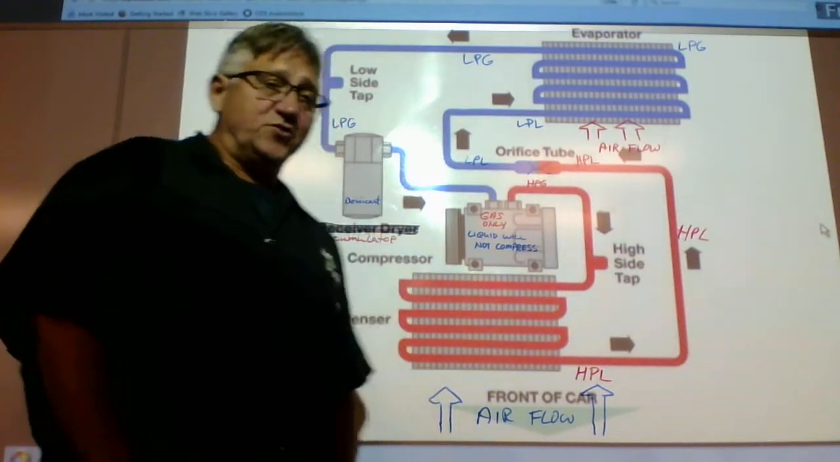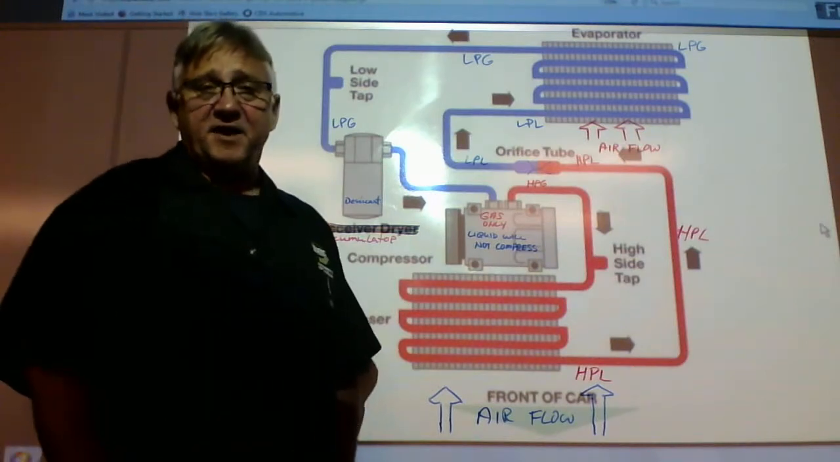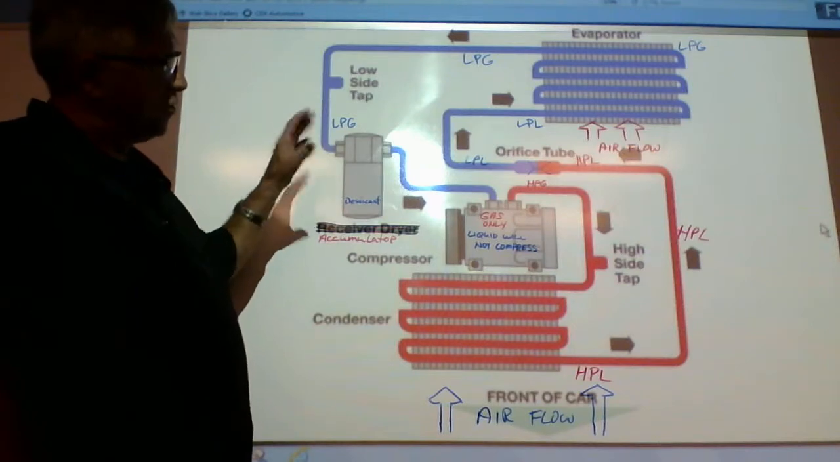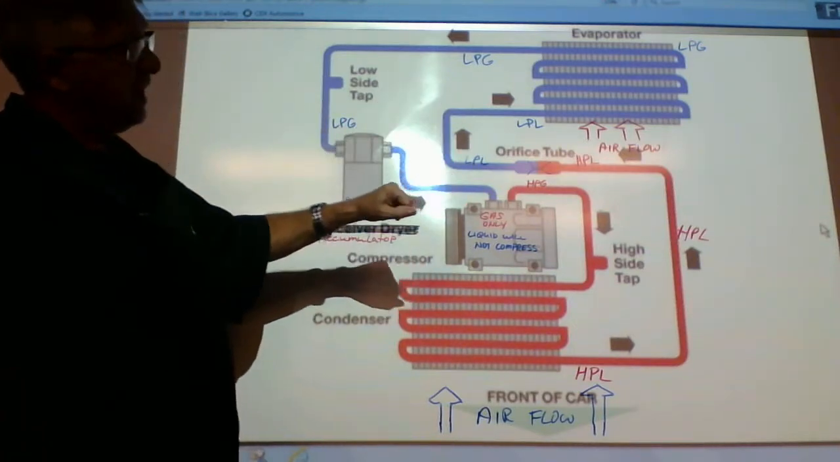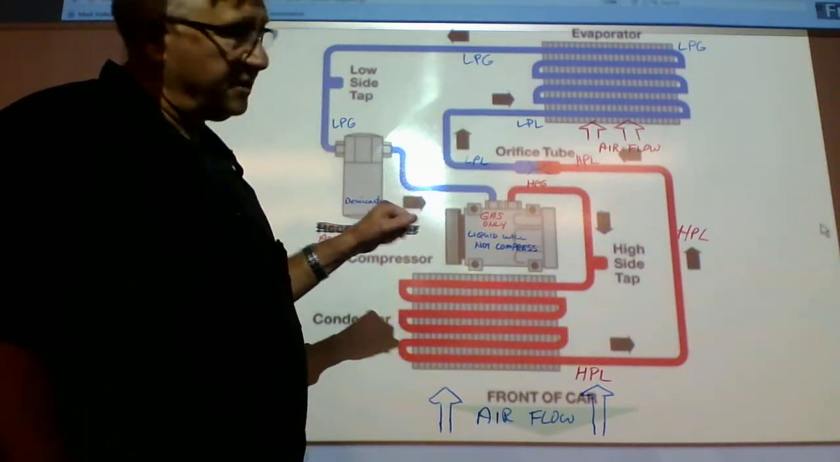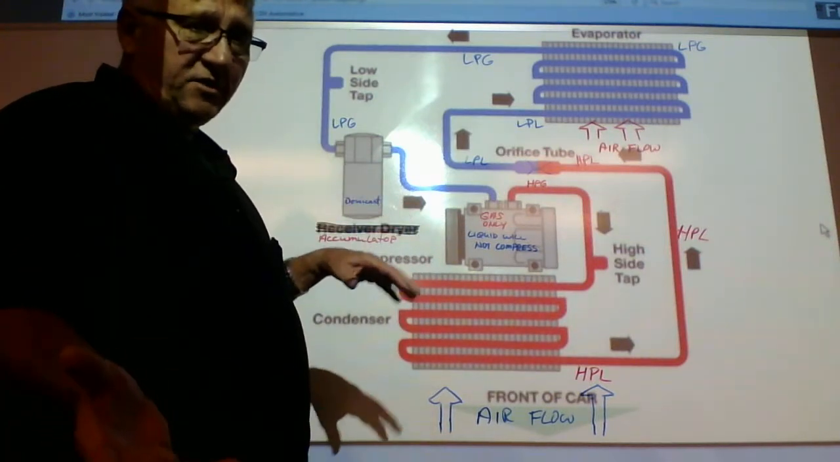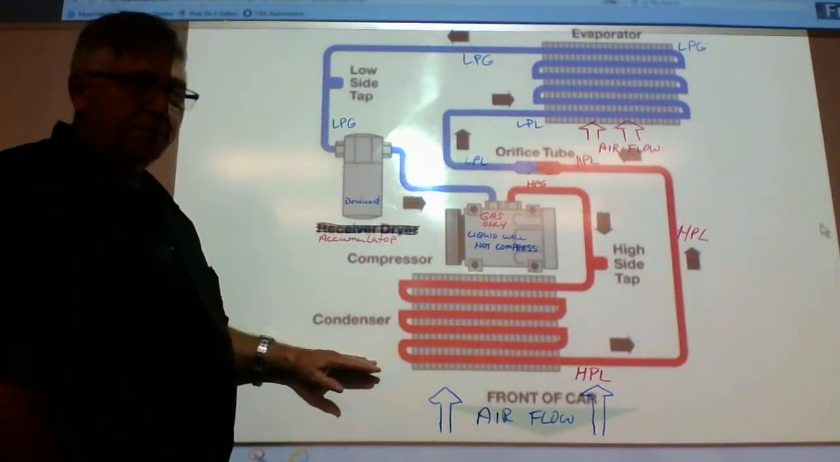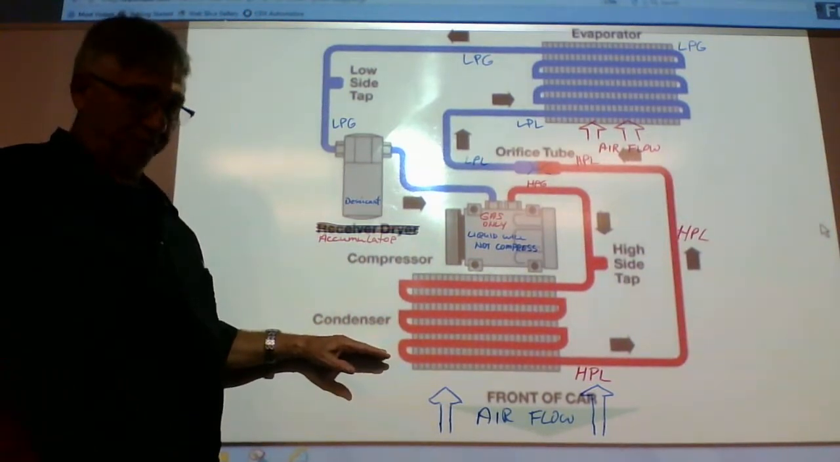I'm here tonight to explain to you folks how the basic refrigerant system works in an automobile. This is the automotive system in itself, and this is pretty generic for pretty much every automobile in the industry. In the automotive industry, things are named pretty much for what they actually do for a vehicle.